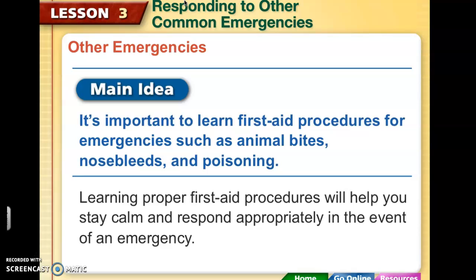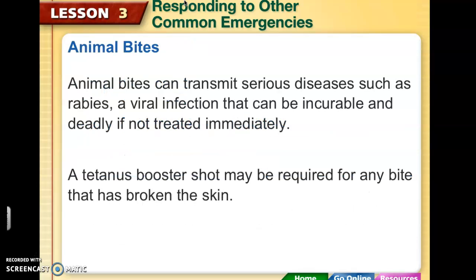This is information about animal bites, nosebleeds, and poisoning. So this is what to do in those situations. Of course, animal bites can transmit serious disease such as rabies, a viral infection that can be incurable and deadly if not treated immediately. A tetanus booster shot may be required for any bite that breaks the skin, and even a rabies shot.